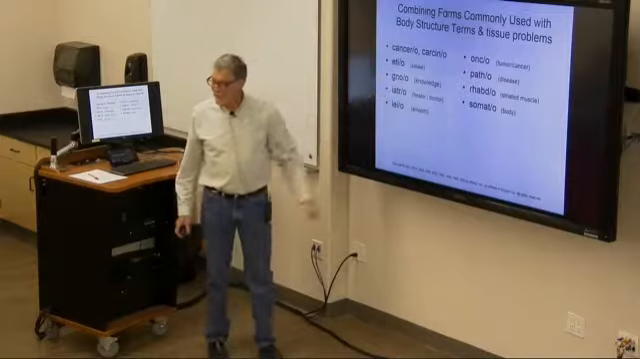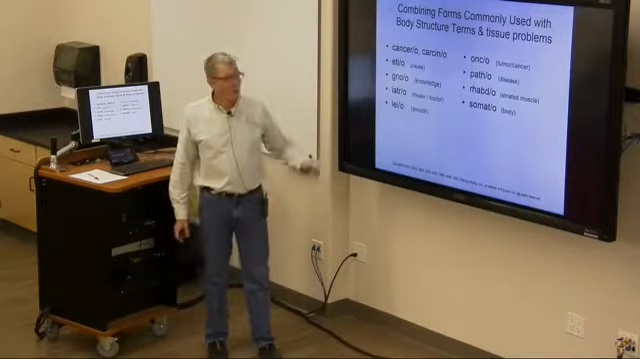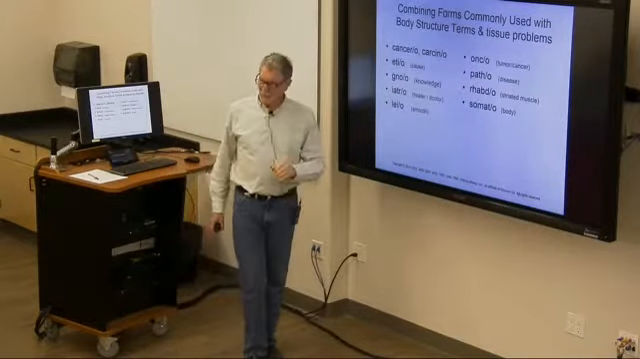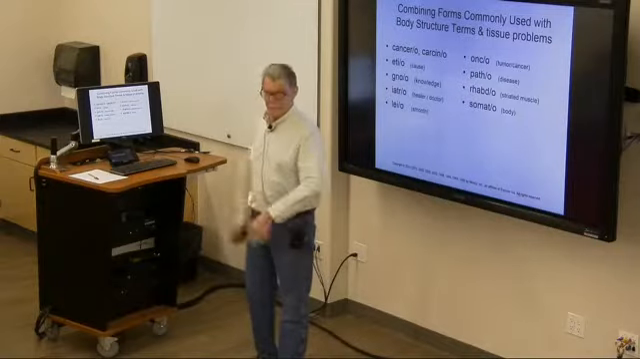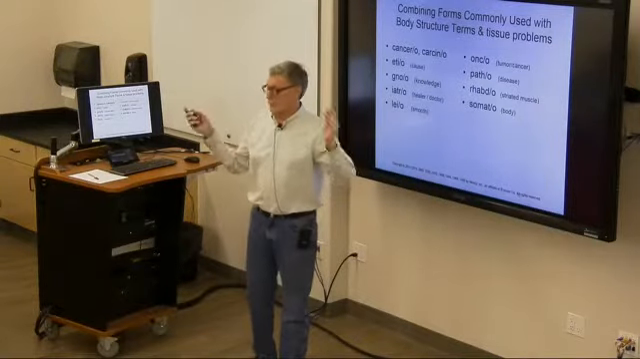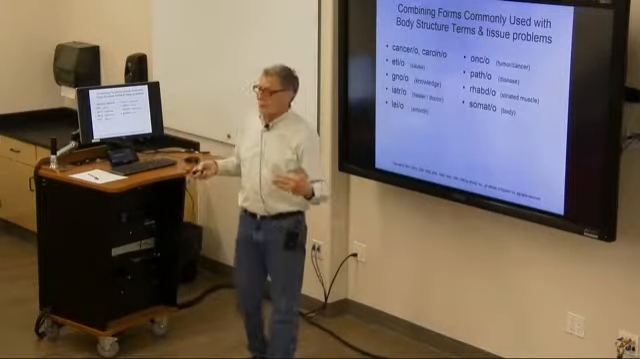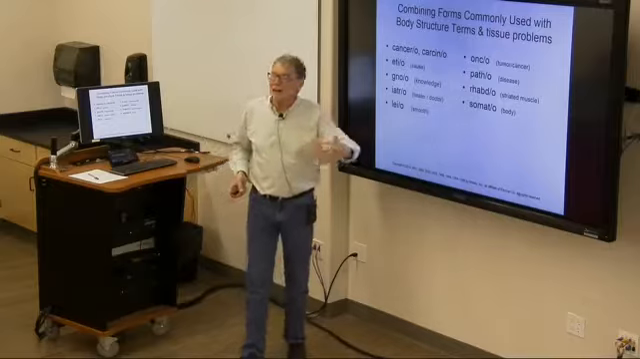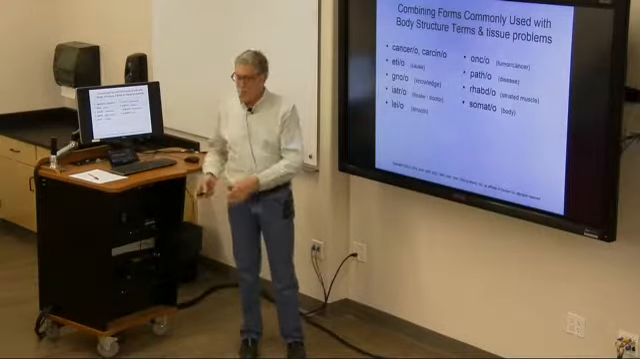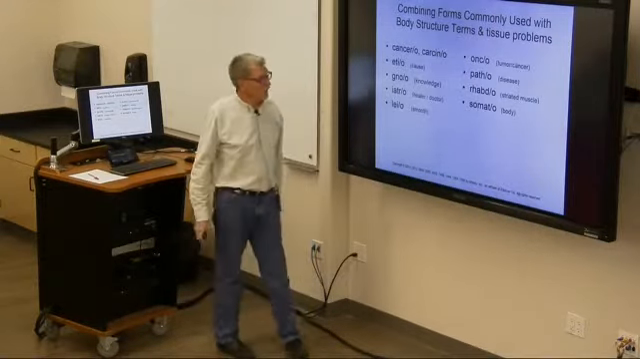Etio, E-T-I, is one we'll see a lot. That's the cause. The etiology is unknown in muscular dystrophy. We don't know the cause of it necessarily. We know what the signs and symptoms are, but the etiology may not be understood, or maybe it is, in which case they can tell you what the cause is.